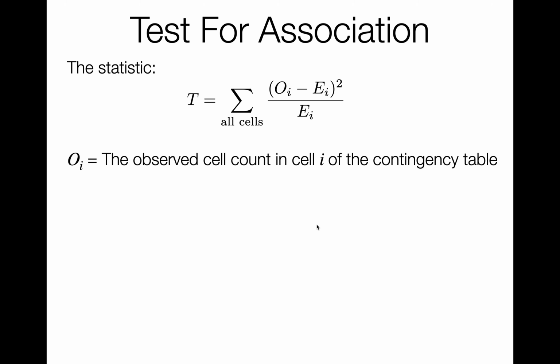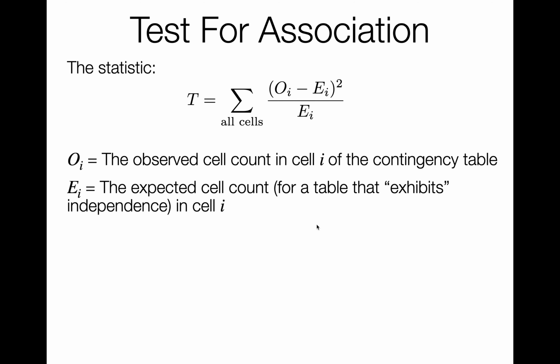It has two parts, the O with a subscript i, and then the E with a subscript i. You don't even really have to remember the subscript, that's not really important. You just need to remember the O and the E. The O is the observed cell count in cell i of the contingency table. If you think back to the table that I showed before, the observed cell count is literally the count that is in the table, the number that is in that cell. That's what O sub i is.